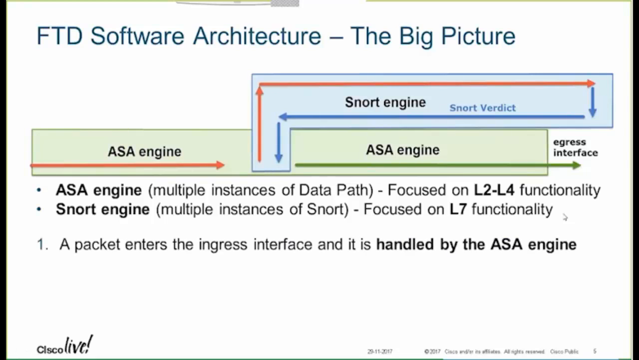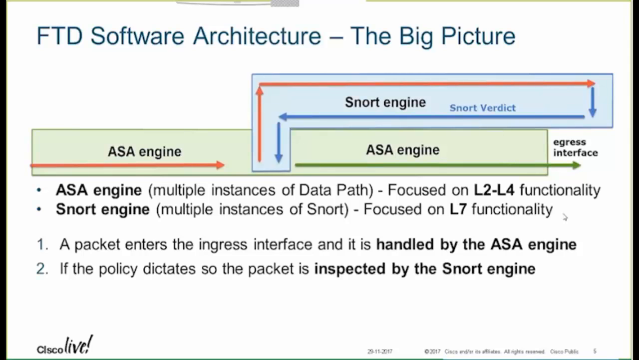As I mentioned earlier, the packet first ingresses the ASA and is handled by the ASA part. And then if the policy dictates, the packet is sent to the Snort engine. We have quite a few actions that can be set on the ACP policy in FTD. Depending on the action that you set, the traffic will be sent to the Snort engine for further processing, or it can be completely bypassed, wherein the traffic will only pass through the ASA engine alone and never reaches Snort.